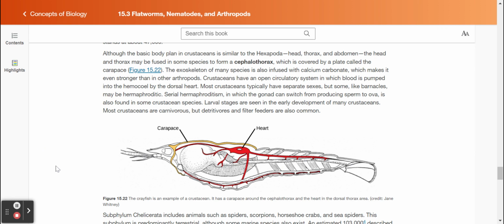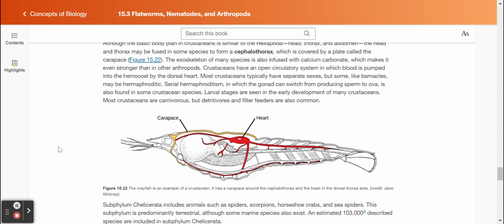Figure 15.22. The crayfish is an example of a crustacean. It has a carapace around the cephalothorax and the heart in the dorsal thorax area.